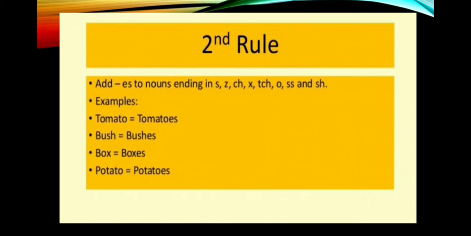So in first example, noun ends with o. So we have added es to form plural. In second example, noun is ending with sh. So here also we added es to form plural. In third example, noun is ending with x. So here as well we added es to form plural. And in last example also, noun is ending with o. So we added es to form plural.